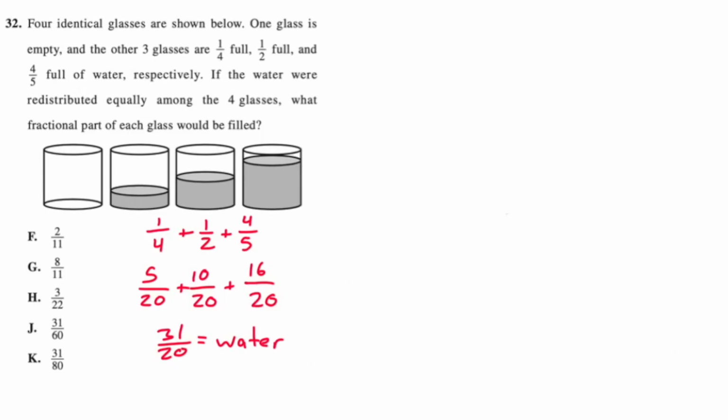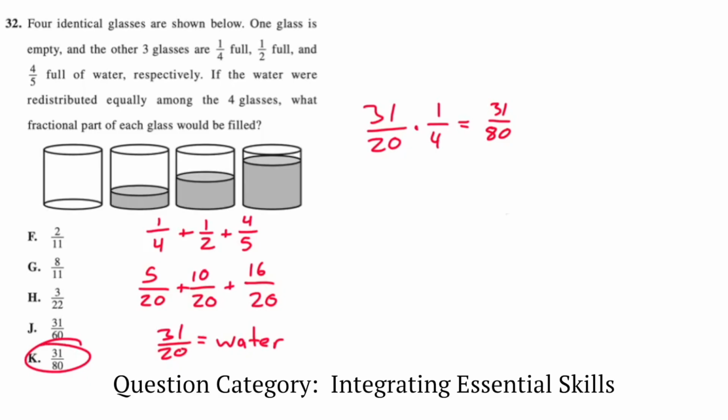Now we're going to take that water and we're going to redistribute it equally among all 4 of these glasses. So I just need to take the 31 over 20 and divide that by 4. And actually, dividing by 4 is the same thing as multiplying by 1/4. I'm going to look at it that way. So 31 times 1 is 31, and 20 times 4 is 80. So the answer is K.